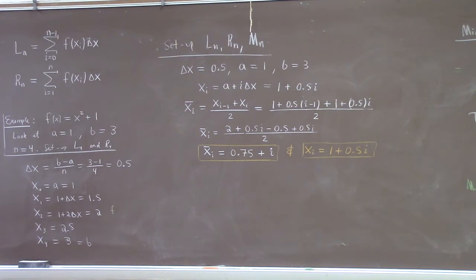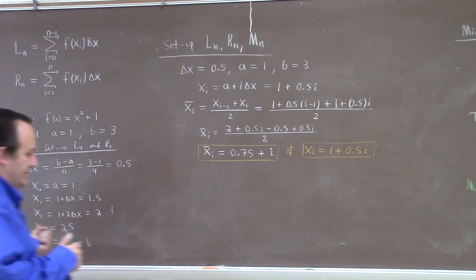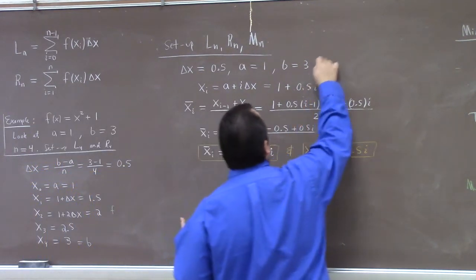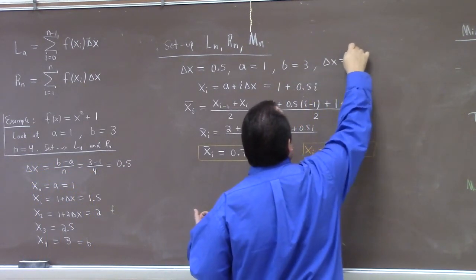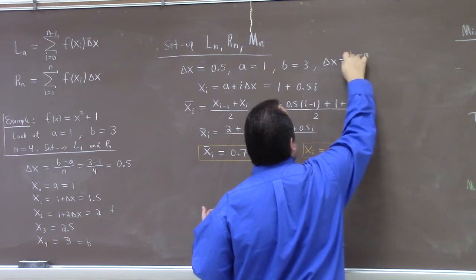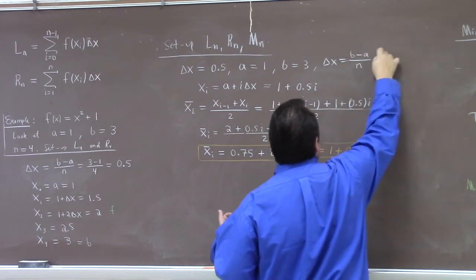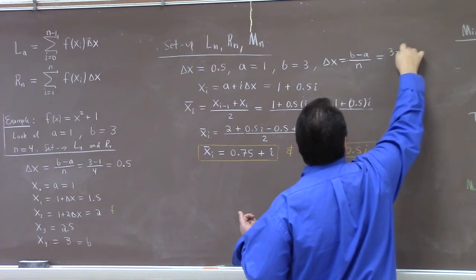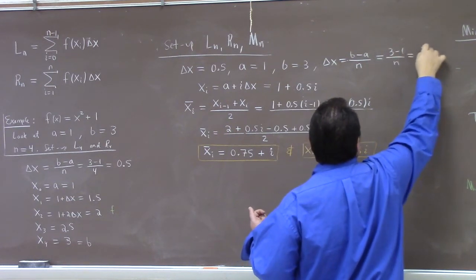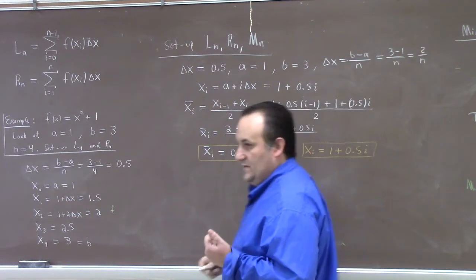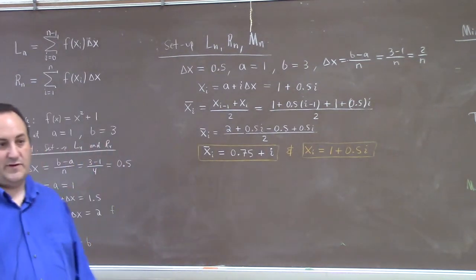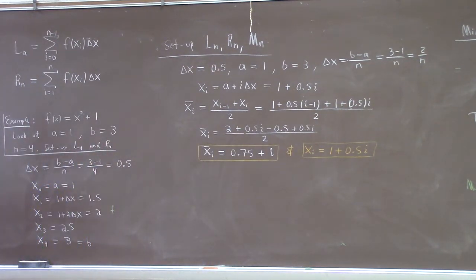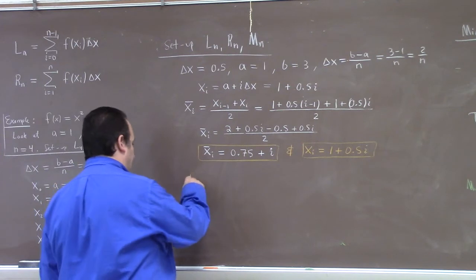Now, what's my delta x? I actually need to also write that down. I said b didn't figure into things. That's not true. It's b minus a over n. That's where b figures in. So that is 3 minus 1 over n, which is 2 over n. Delta x is 2 over n. For us, it was 0.5 because we had n equals 4 in the numerical work I just finished doing. Okay, so now we have everything we need.